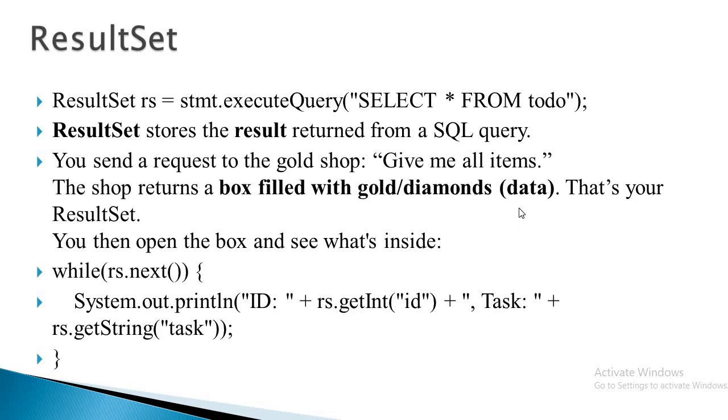Result set, already we discussed: ResultSet rs = statement.executeQuery. We can execute the particular statement. The result set stores the result returned from an SQL query. So you send a request to the gold shop, give me all the items. The shop will return a box filled with gold, diamonds and data. It automatically stores the result, which is the main purpose of the result set. By using rs, the result set, we can process the next results.